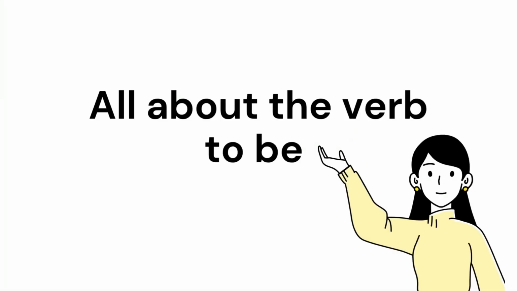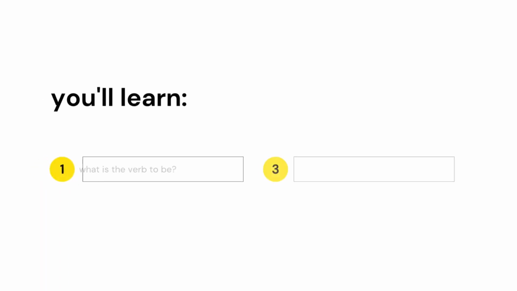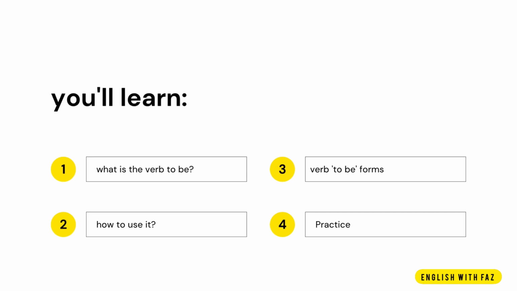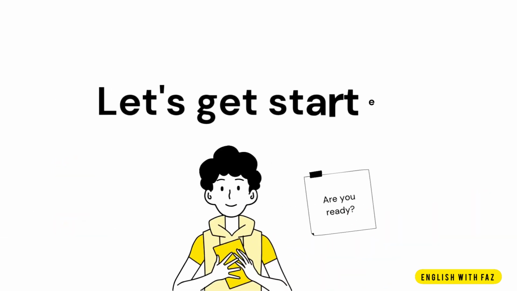Today, we're going to learn all about the verb to be. In today's grammar lesson, we'll be covering what is the verb to be, how to use it, the verb to be forms, and we'll finish with a little practice. Are you ready? Let's get started.